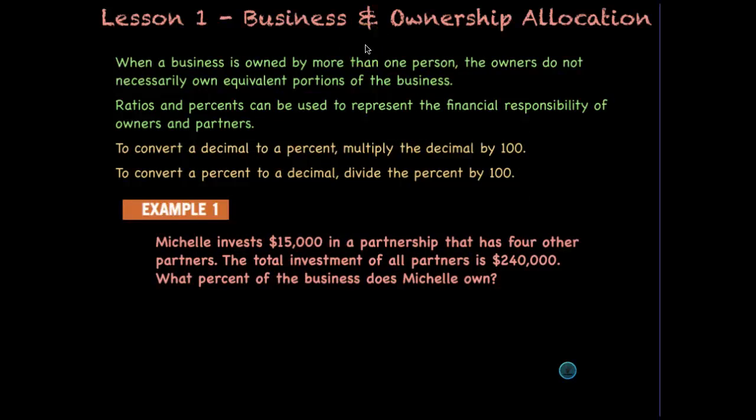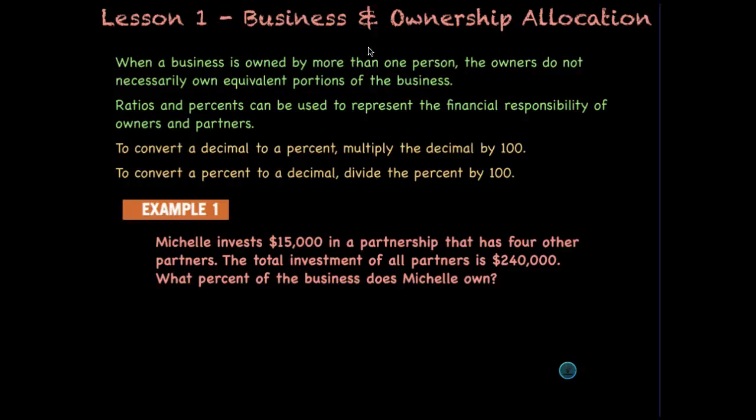When you own a business, you don't necessarily own 100% of the business, as in a partnership or a corporation. So, when you own a business, we need to sometimes know what percent of the business that you own. Ratios and percents can be used to represent the financial responsibility of owners and partners. Remember, to convert a decimal to a percent, you just multiply by 100.